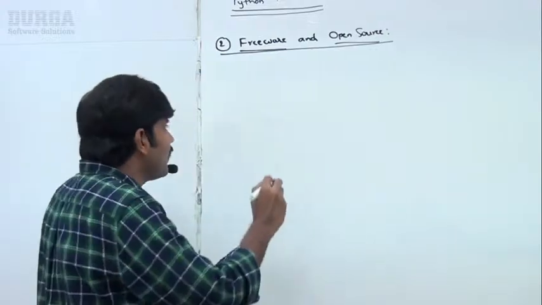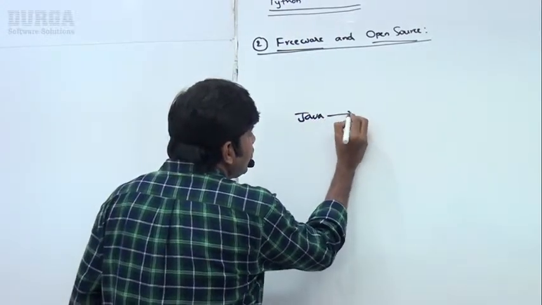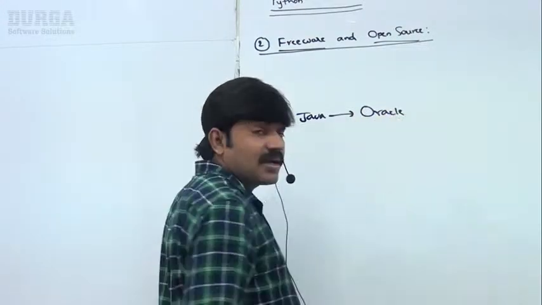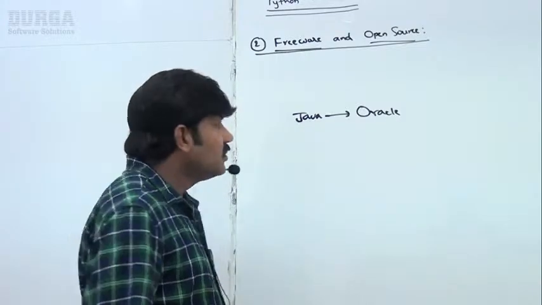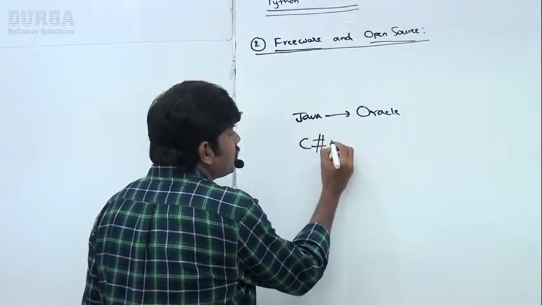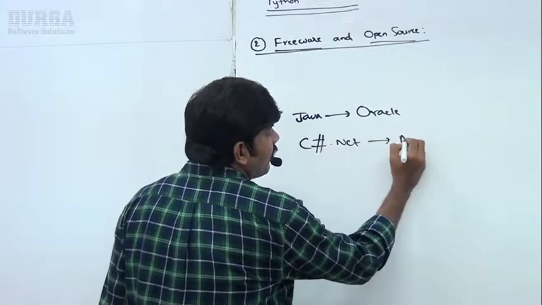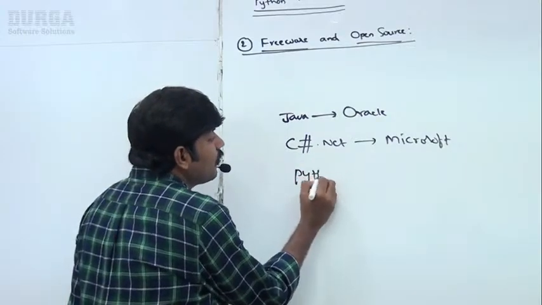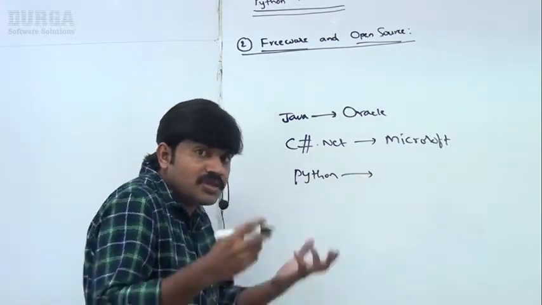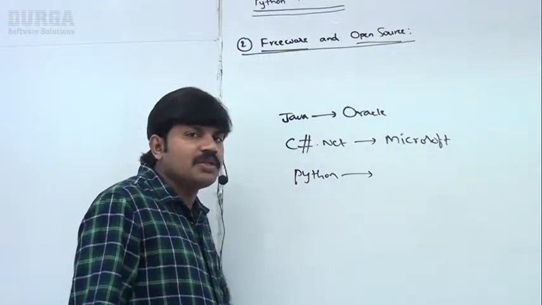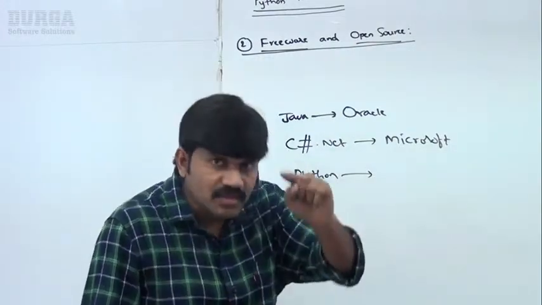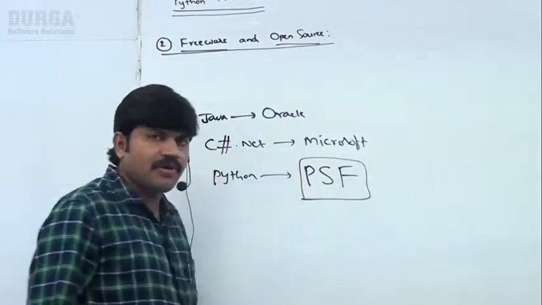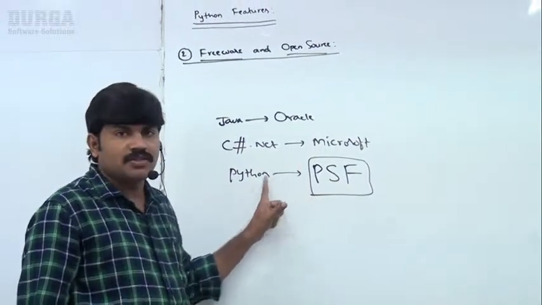Do you know, if you go for Java, who is the vendor for Java? Currently Oracle, sir. Oracle is a commercial business organization, right? If you go for C#.NET, who is the vendor? Microsoft, also a business organization. But if you go for Python, who is responsible to maintain it? No vendor, sir. There is one charitable trust, a foundation, that is responsible: the PSF. Python Software Foundation is responsible for maintaining Python.